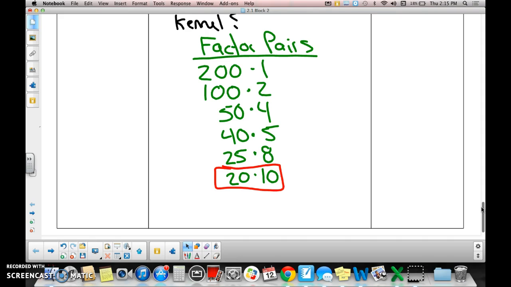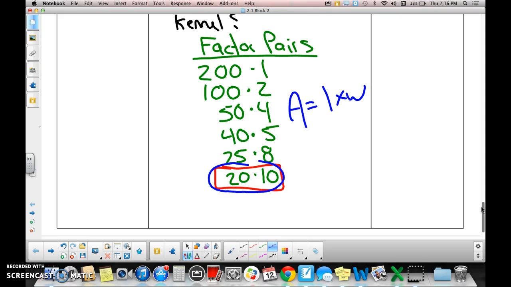Correct. And all of you know that to calculate area, it is length times width, right? Right. So Thea can decide if she wants 20 to be the length or 10 to be the length, and the other would be the width. It doesn't really matter. Whatever fits best in your yard, Thea.